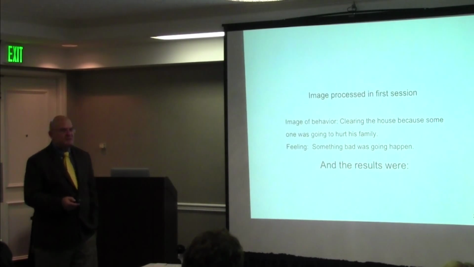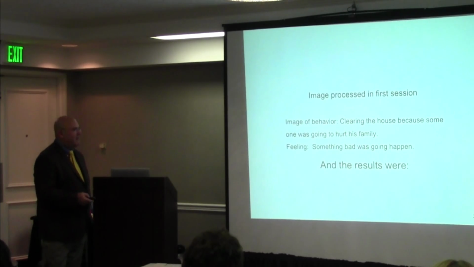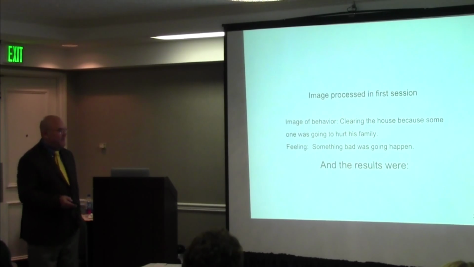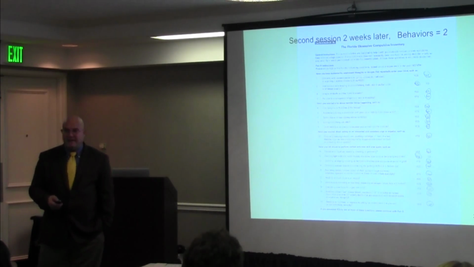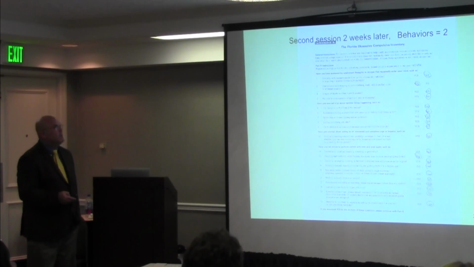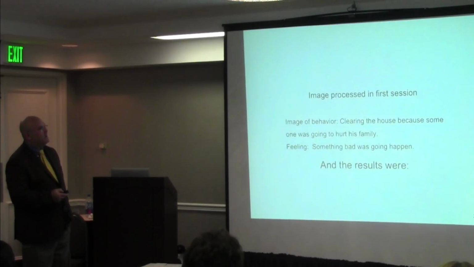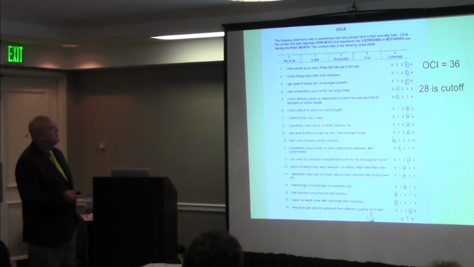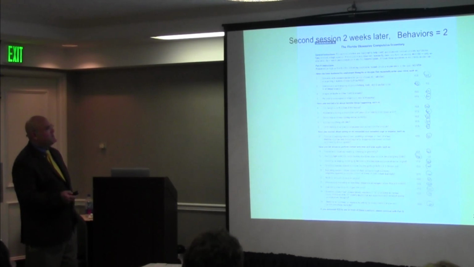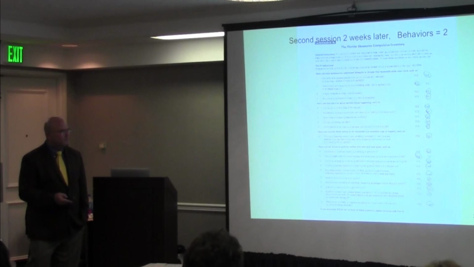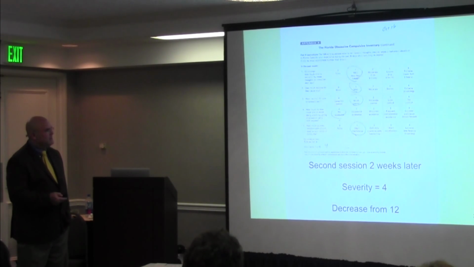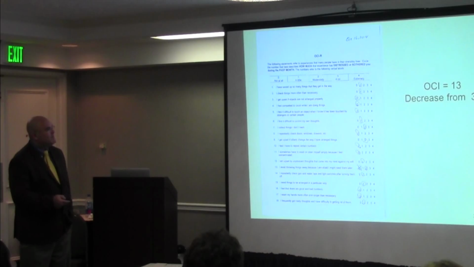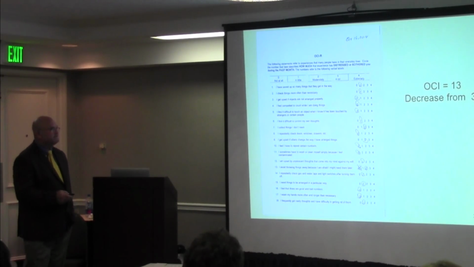What we did was process the image of him clearing the house because someone was going to hurt his family, and the feeling was that something bad was going to happen. He comes in the next session, 2 weeks later, and his behaviors have dropped from 9 to 2. Severity has decreased from 12 to 4. The OCI form has decreased from 36 to 13.